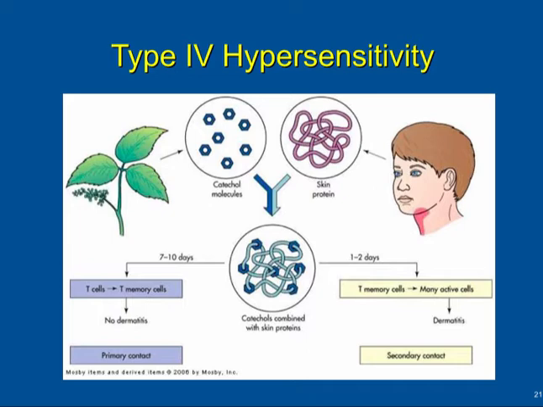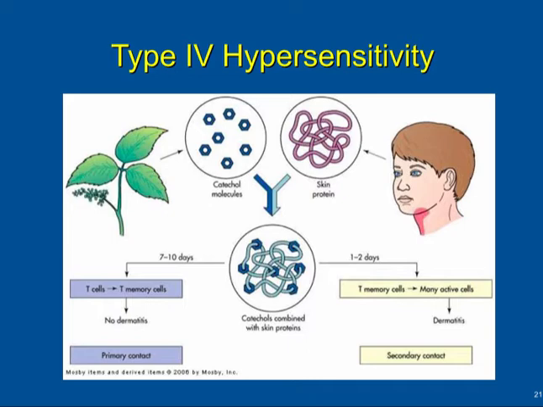Once again, kind of like an allergic reaction, you take that initial interaction with your immune system, and you develop T memory cells. So right at that primary contact, they aren't going to have a reaction. It's that secondary contact that they develop dermatitis with it.